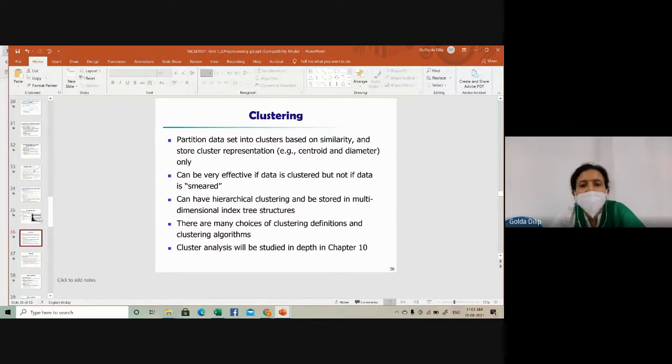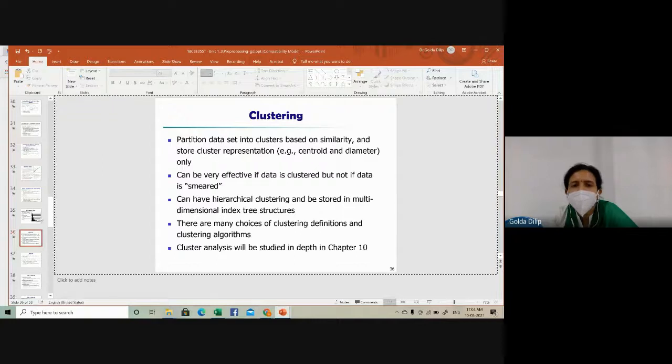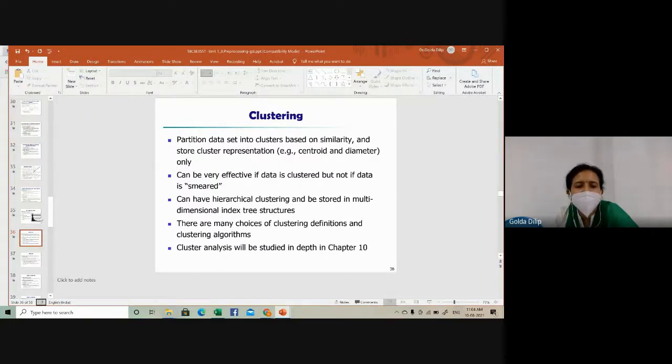So the cluster representations of the data are used to represent or replace the actual data. The actual data, which is huge in size, is being replaced by the cluster representation of the data. And again, the effectiveness of it depends upon the data type you're using. So that's what clustering is all about.